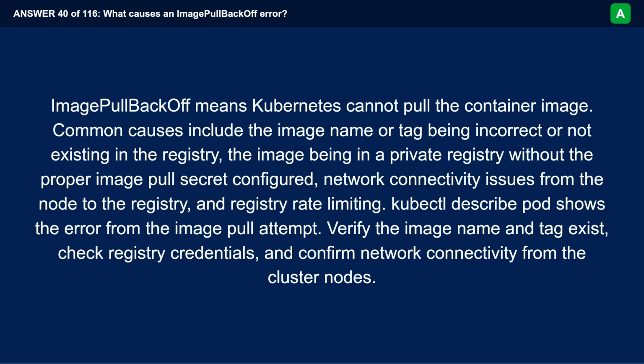a private registry without the proper image pull secret configured, network connectivity issues from the node to the registry, and registry rate limiting. Kubectl describe pod shows the error from the image pull attempt. Verify the image name and tag exist, check registry credentials, and confirm network connectivity from the cluster nodes.